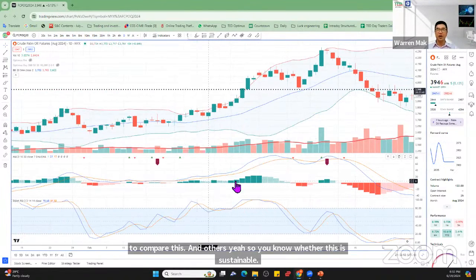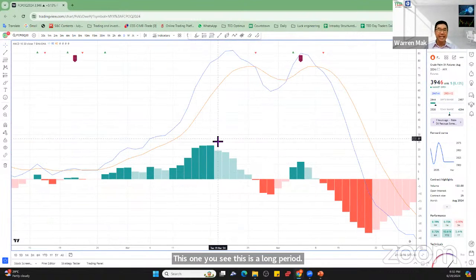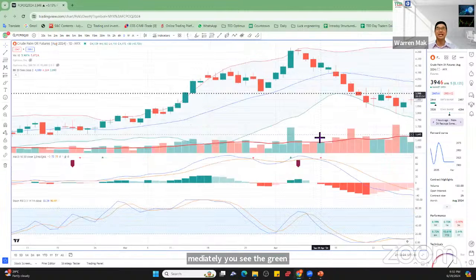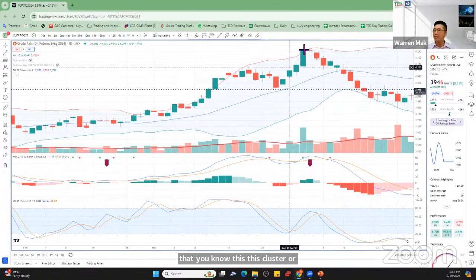This one, you see, is a long period going up with a higher or longer histogram. But this one, after going too far, pop, immediately you see the green disappear. Meaning that you know in this cluster or this area, the uptrend, the up momentum, is not very strong compared to this.